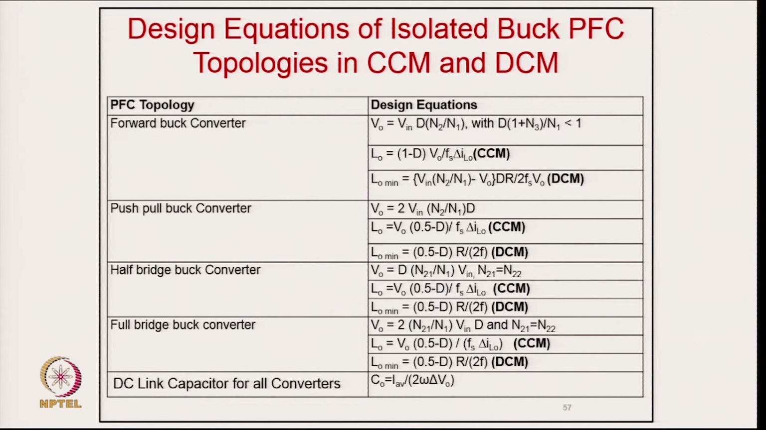And these are the relations for all four topologies, the forward buck, push-pull buck, half bridge buck and full bridge buck, for deciding the inductor value. This is the output voltage relation. This is the inductor for CCM, and this is the inductor for DCM. The minimum inductance you have to select is less than that. Similarly for push-pull, for the half bridge, and for the full bridge. The output capacitor, of course, depends on the second harmonic. So these relations remain the same.